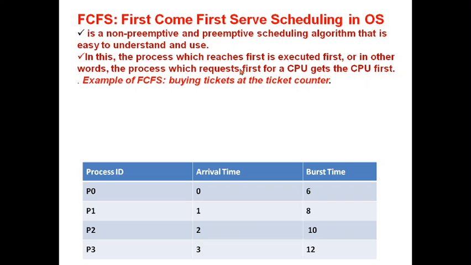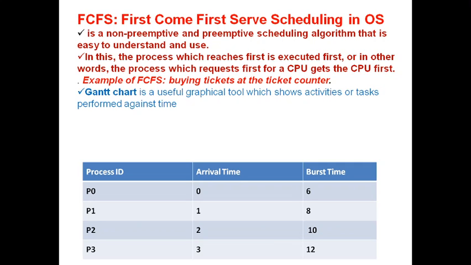In this one, the process which reaches first executes first. Or in other words, the process which requests the CPU first gets the CPU first. For example, buying tickets at a cinema ticket counter: if there are 10 people, the first person will get the ticket. After the first person, the second person will go to the counter and get the ticket, like that only.